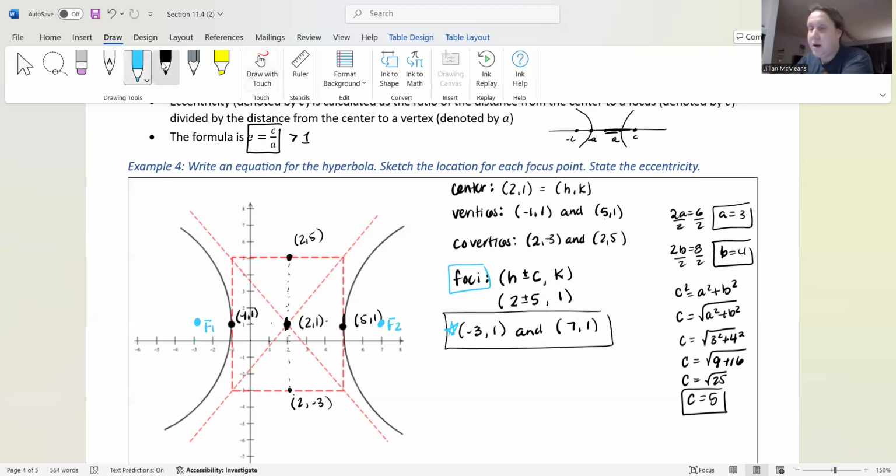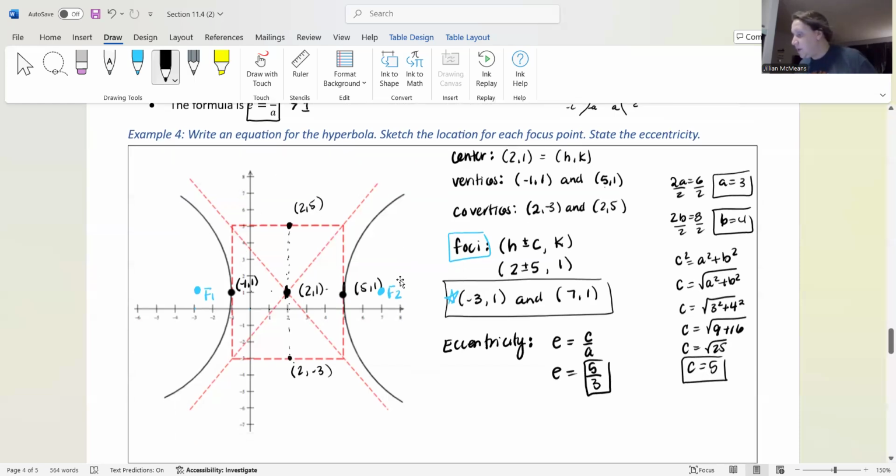Eccentricity is not bad at all. You need C and you need A. So eccentricity, we know that is E equals C over A. So we can say E equals 5 over A. What was A? 3. So that is the eccentricity. And again, it's going to be a value greater than 1. So if you wanted to, you could write this as a decimal. I'm just going to leave it 5/3.